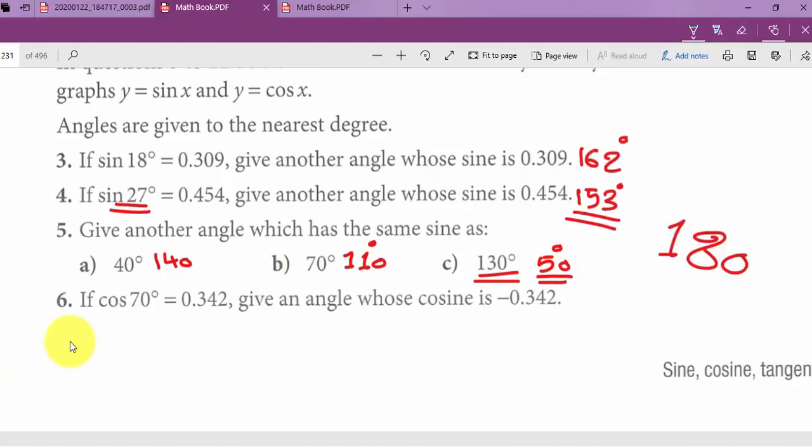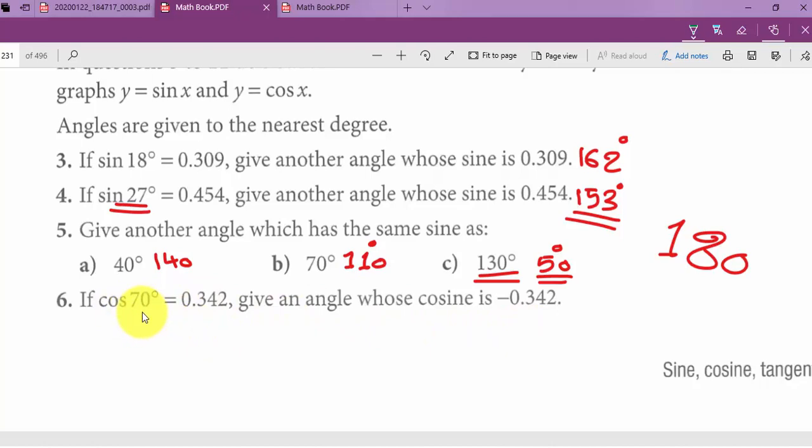Question 6. Cosine of 70 is equal to 0.342. Give another angle whose cosine is negative. An angle that has the same cosine but negative, not positive. For cosine, any two angles that add up to 180 have equal cosines, but one of them is negative, one is positive.